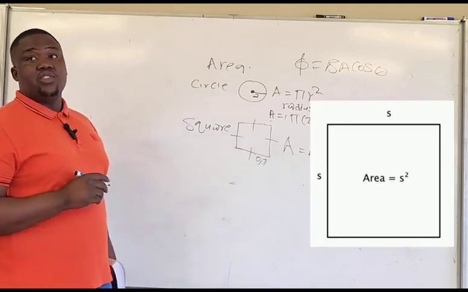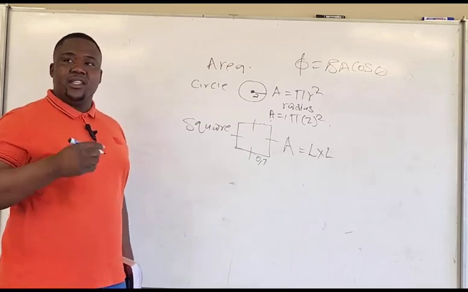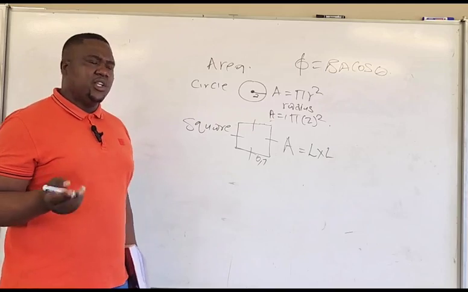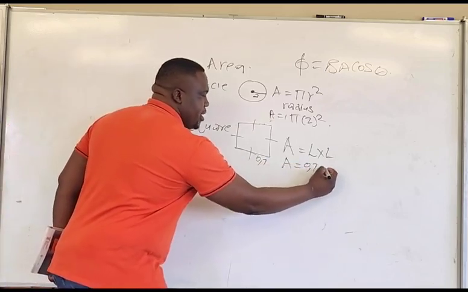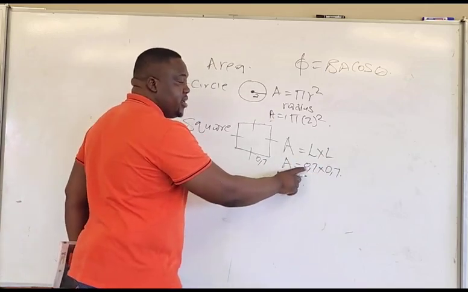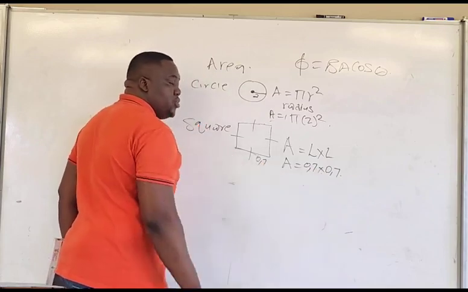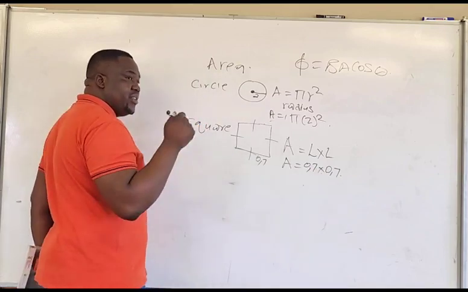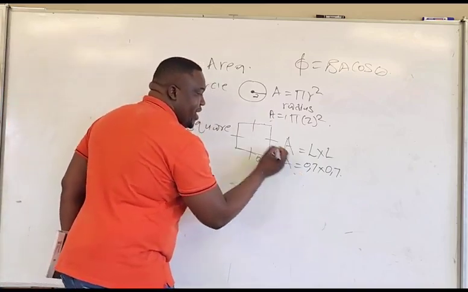It's a square coil. A square has 4 equal sides. If they say a square coil is given, what do you do? You say area is equal to 0.7 multiplied by 0.7, and don't make the mistake of saying 0.7 multiplied by 2. You need to square it, 0.7 squared. Then you are going to get the area of a square.